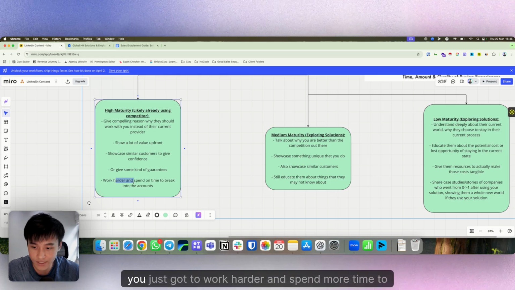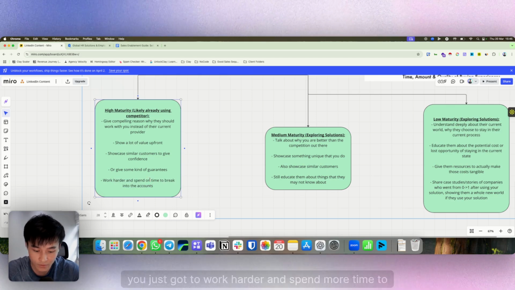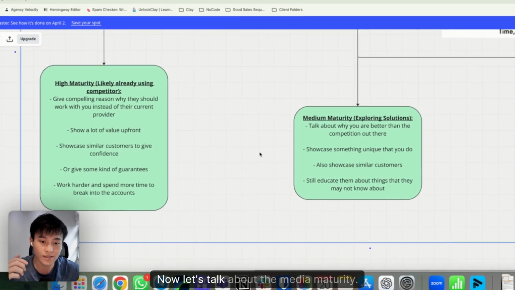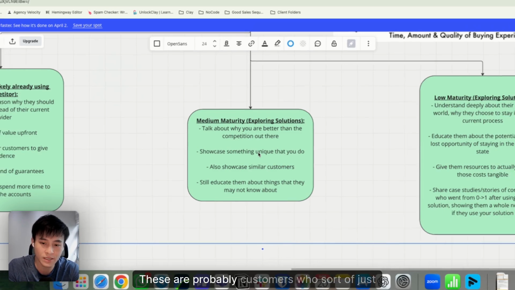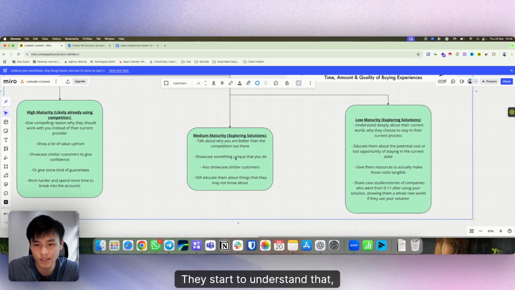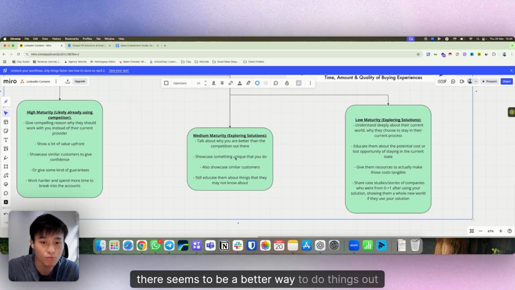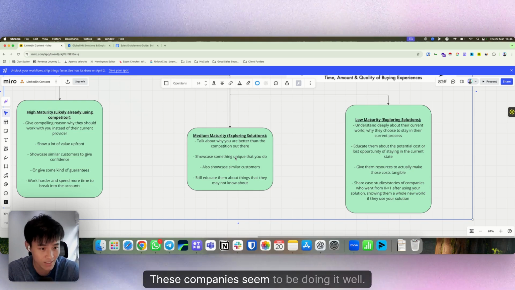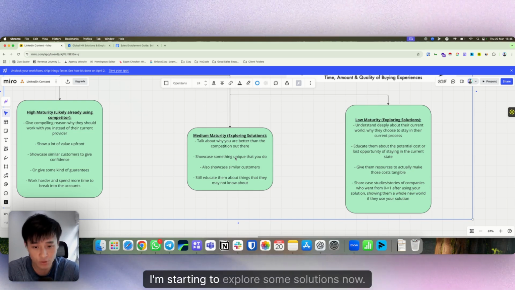So at the end of the day, you just have to work harder and spend more time to break into those accounts. Now let's talk about the medium maturity. These are probably customers who are just exploring solutions. They start to understand that there seems to be a better way to do things out there. These companies seem to be doing it well. I'm starting to explore some solutions.